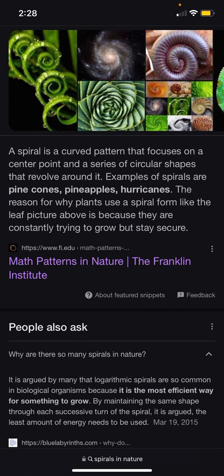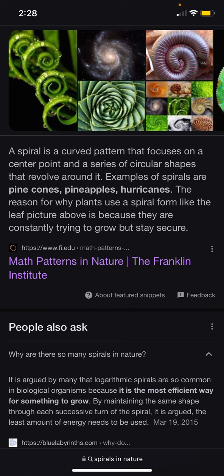So let's go over here. This is just right on the Google page, and I thought it was great because there's some keywords in here that I want to go over that apply great to GOATA. So I already went over this first part. The reason why plants use a spiral form is because they are constantly trying to grow but stay secure. Secure is a key word because we talk about having a movement pattern, right, or more really just having a GOATA pattern, movement pattern, which is secure, right?